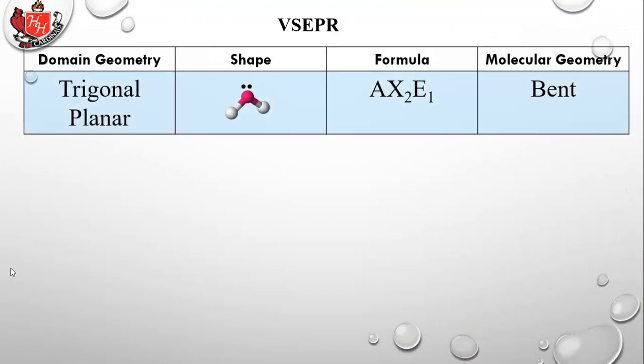Okay, now what we're going to do is we still have 3 electron domains. AX2E1, that's a total of 3 electron domains. This time 2 of them are bonding and 1 of them is non-bonding. That's the lone pair you see on the image there. So that's still a domain geometry of trigonal planar because it has 3 electron domains. But an AX2E1 is going to produce what's called a bent molecule.